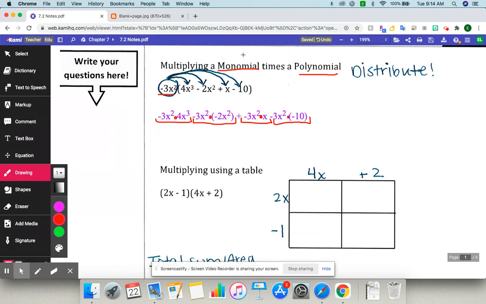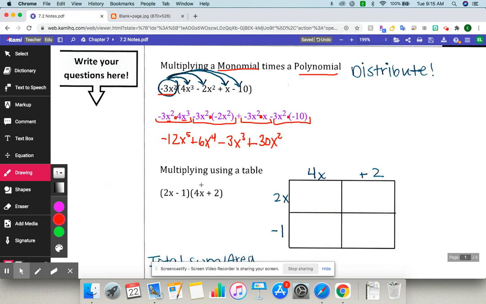So I wrote out what this would look like by distributing negative 3x squared to every term. And then once we actually multiply, we're left with the product of negative 12x to the 5th plus 6x to the 4th minus 3x to the 3rd plus 30x to the 2nd power. Remember, in these cases where we're multiplying like bases, we add the exponents.